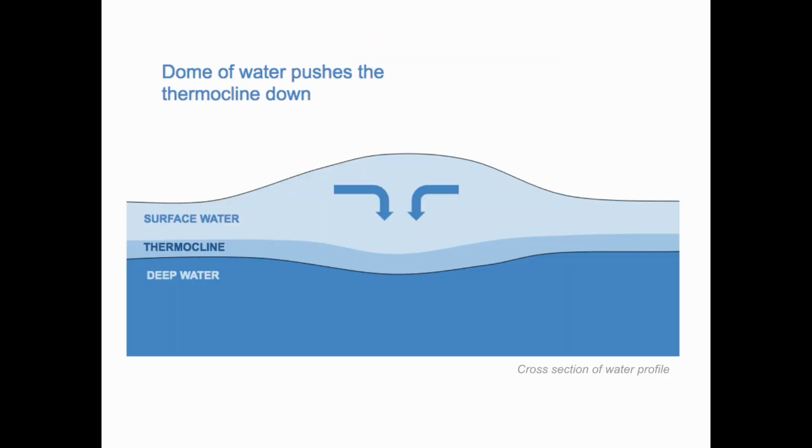Now, if we go to the mound itself, you can see that when it builds up, it's not very high, it's again going to be about 1 meter at the most in one of the ocean basins. But that mound of water will actually depress the thermocline, so that extra weight will push down your thermocline, and that is a measurable thing.